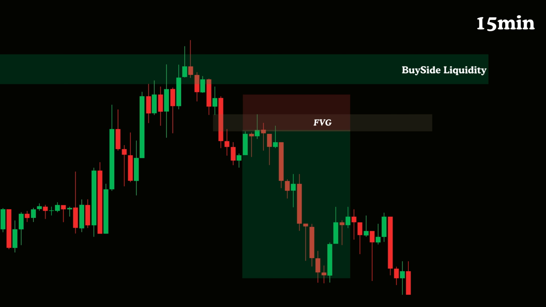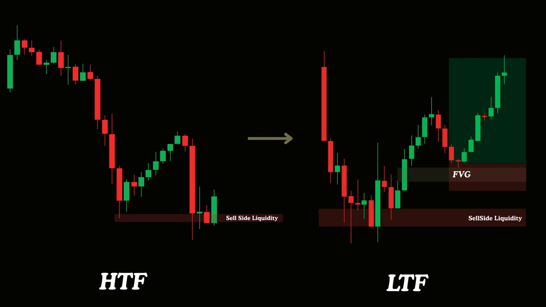Here, we focus on sell-side liquidity beneath major lows, which the indicator marks automatically. When price sweeps this level and then closes back inside the range, it confirms a bullish liquidity grab. At this point, zoom into the lower time frame and wait for the indicator to display a bullish fair value gap right after the sweep. This gap becomes the entry zone. Open a long trade from there. Set your stop loss beneath the sweep low, and target the next buy-side liquidity zone. This straightforward process allows you to trade in alignment with smart money rather than against it.